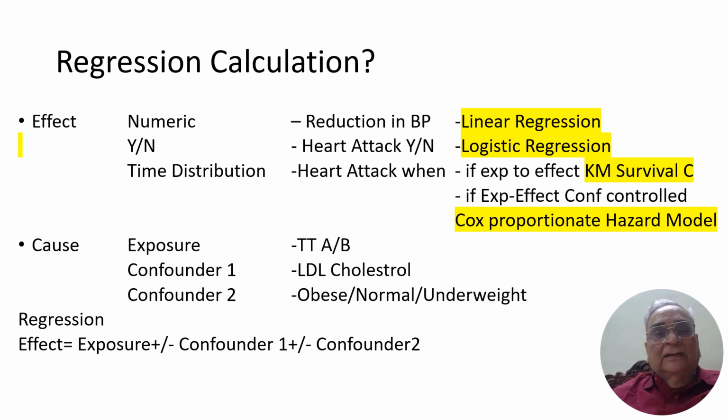But let us say if the effect is numeric, then there will be linear regression. If the effect is yes, no, like heart attack, yes or no in the next 10 years, then the model used will be logistic regression. And when the effect is time distribution, like the probability of the heart attack occurring in the first year, in the second year, in the third year, in the fourth year, then the method of analysis is called the Cox proportional hazard model. If you are only relating treatment A, B to effect, then it is Kaplan Meier survival curve. So this is the basic type of analysis that is needed in these various situations.